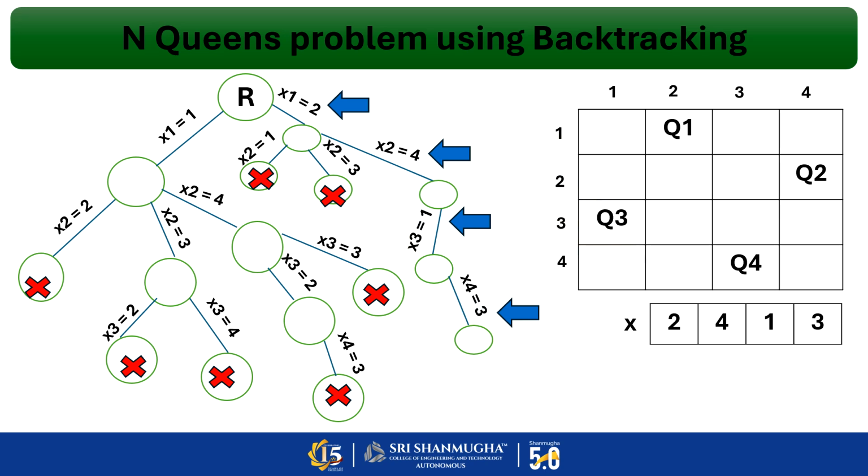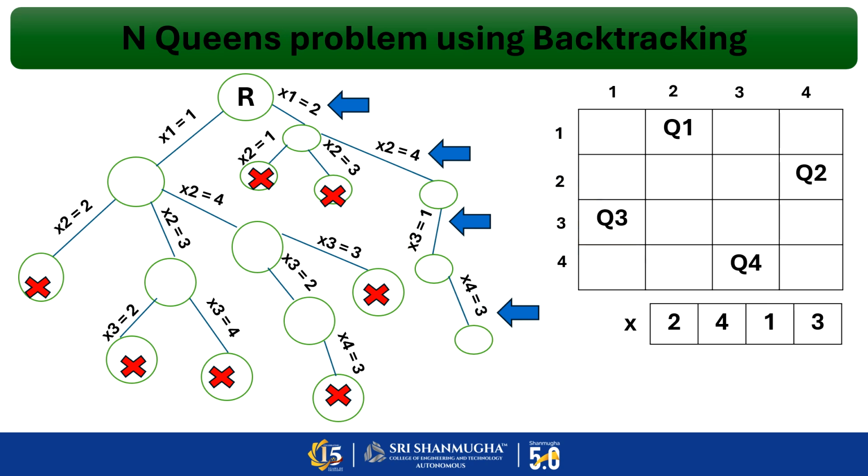So in the blue arrow mark I have mentioned the values. x1 is nothing but queen 1. Queen 1 is placed in x1 equal to 2, which means the second column. x2 equal to 4: x2 is queen 2, placed in the fourth column. x3 equal to 1: queen 3 is placed in the first column. And x4 equal to 3: queen 4 is placed in the third column. So in each row, each queen is occupied properly.